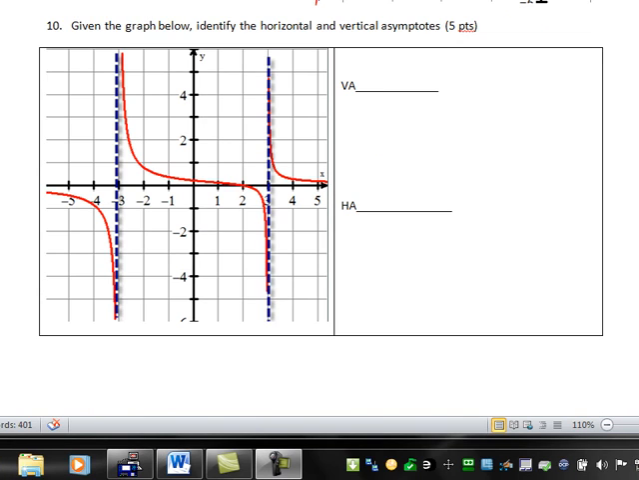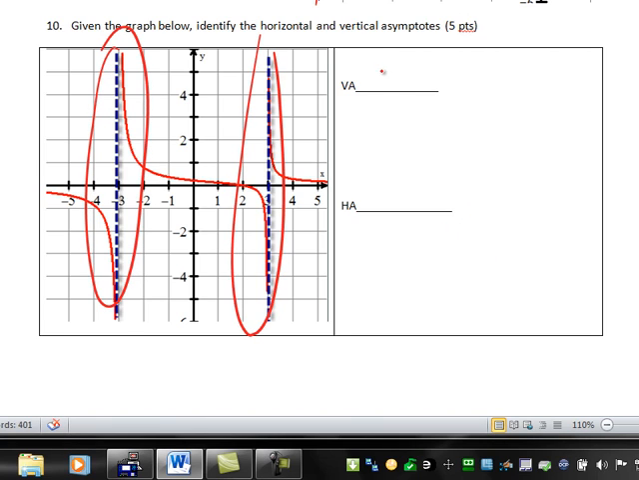Given the graph below, identify the horizontal and vertical asymptotes. Okay, so what would the vertical asymptote here be? Well, here they are right here, right? So we're going to have x equals negative 3 and x equals a positive 3. How about the horizontal asymptotes? They're not explicitly drawn on here, but we should be able to see it's y equals 0 in this case.